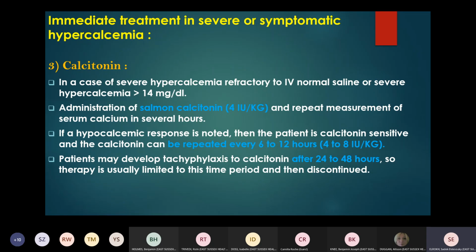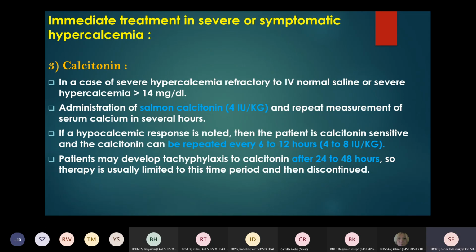What is the dose of calcitonin in a case of hypercalcemia? It is 4 international units per kg. So in a patient with 100 kg, for example, how much can you give? 400 international units, right? Subcutaneous. In a patient with 70 kg, it's almost 200 international units subcutaneous. Can you repeat that? Yeah, you can repeat the dose of calcitonin every 6 to 12 hours, on condition that the patient is responding to calcitonin, to improve the calcium more quickly.